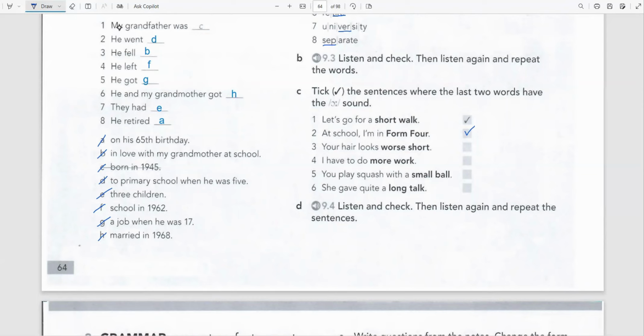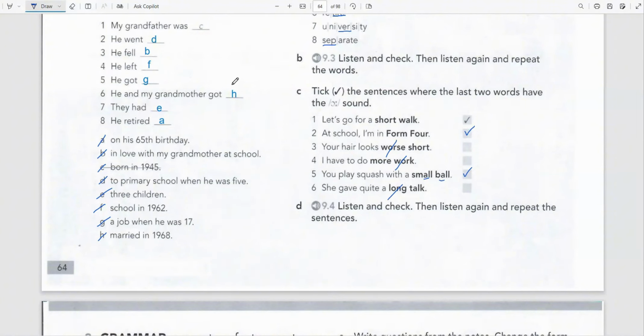Number 5, you play squash with a small ball. So that's good. Number 6, she gave quite a long talk. Long talk. Long, not the O sound. So this is no good. The rest are good, guys. There's 2 of them. So number 2 and number 5, we tick it. Number 1 is already done.